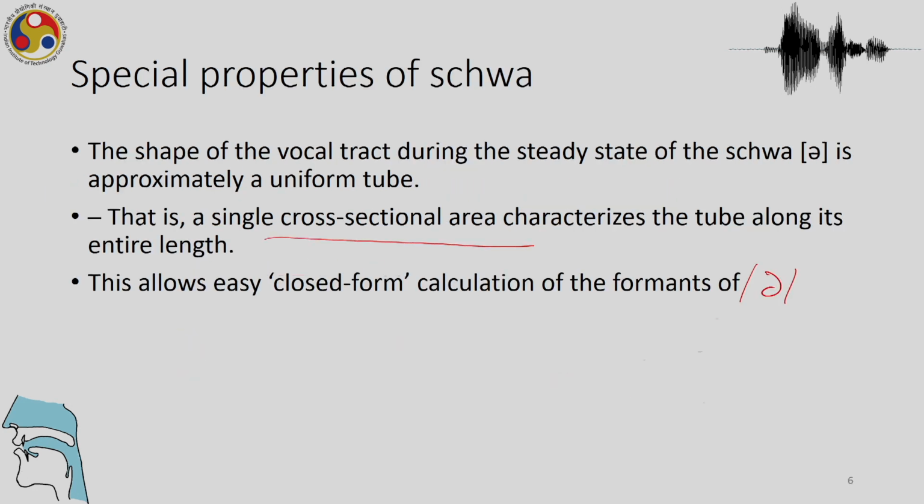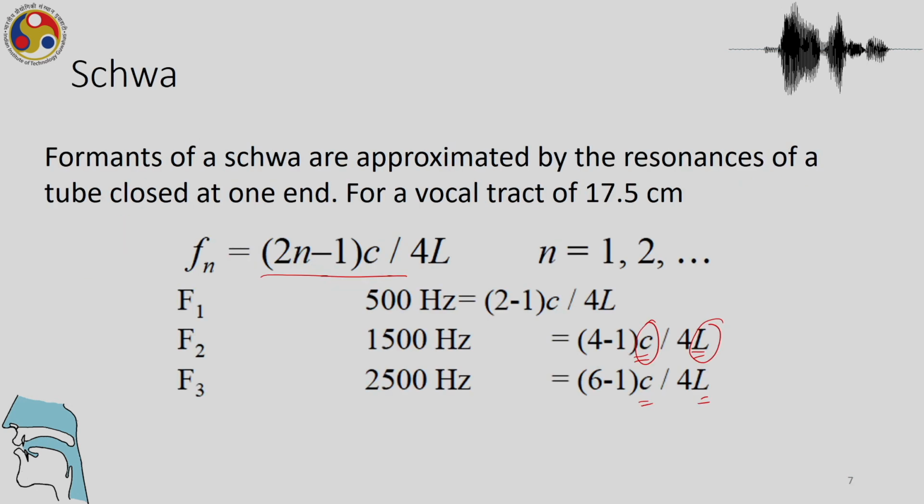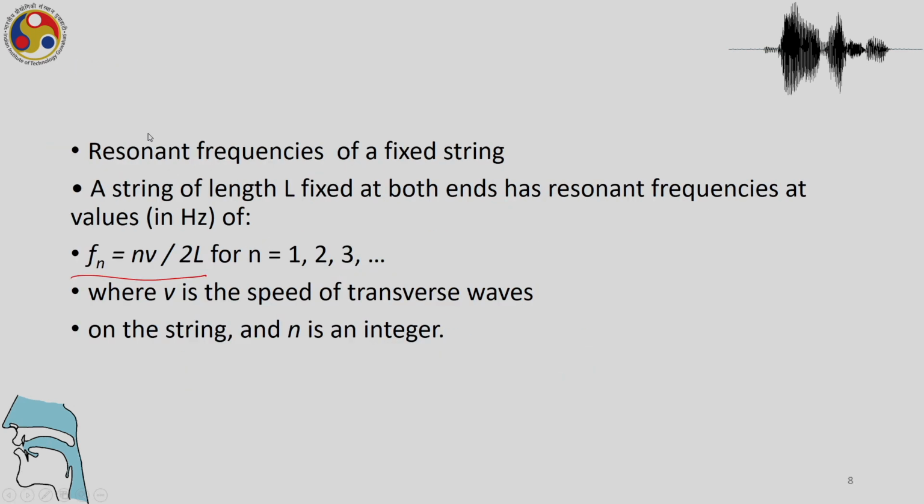But when we're talking about resonant frequencies of a fixed string, that is, both ends are closed, then this is the formula that we use: Fn equals nv by 2L, where v is the speed of the transverse waves on the string and n is an integer multiple which can be 1, 2 or 3. And so this is the difference between a tube closed at one end and a tube which is closed on both ends, like a fixed string.